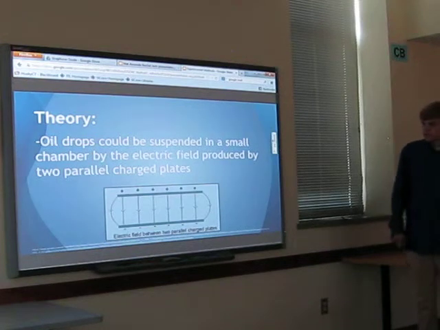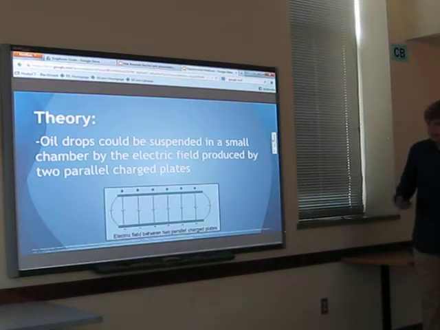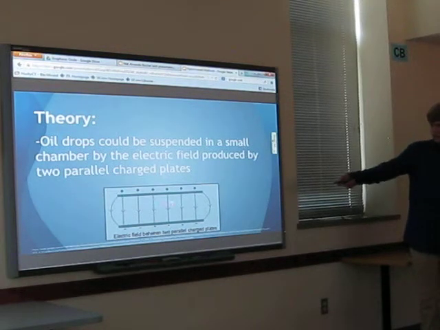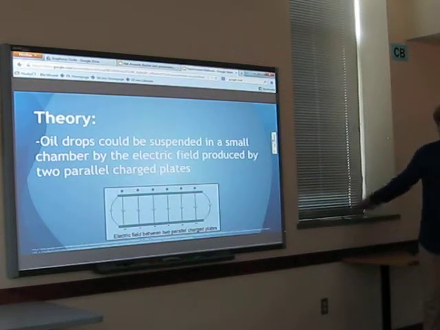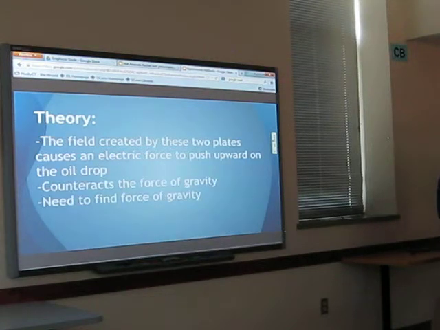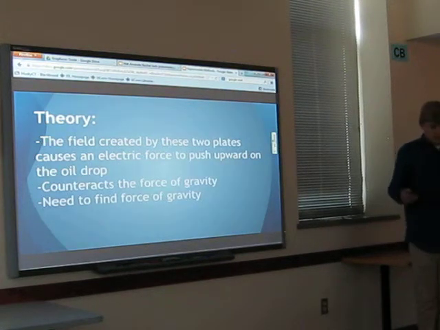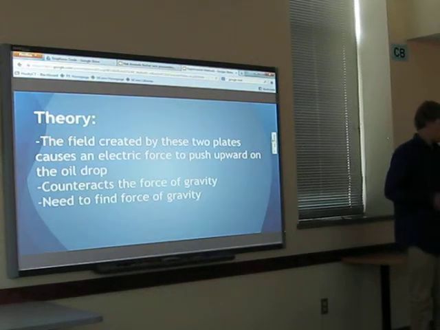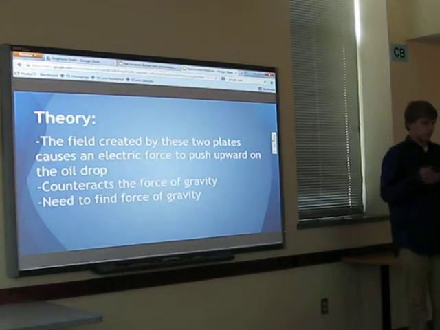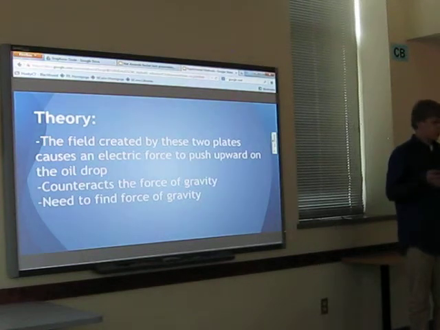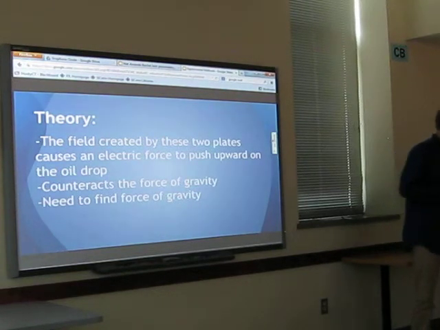So the theory behind it was oil drops could be suspended in a chamber by the electric field produced by these two parallel plates here. The field created by the plates pushes up on the oil drop against gravity. And when it pushes up, it causes the oil drop to levitate. So in order to find the charge of the drop, you need to find the force of gravity so you can set the two equal.